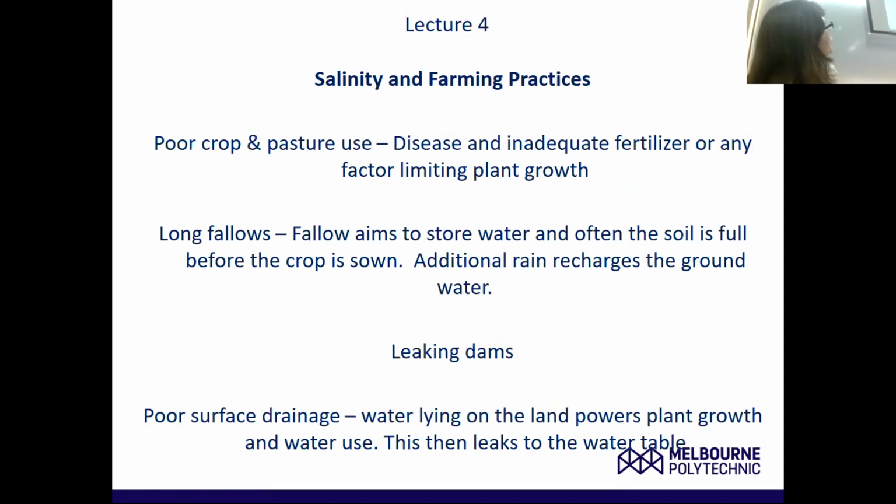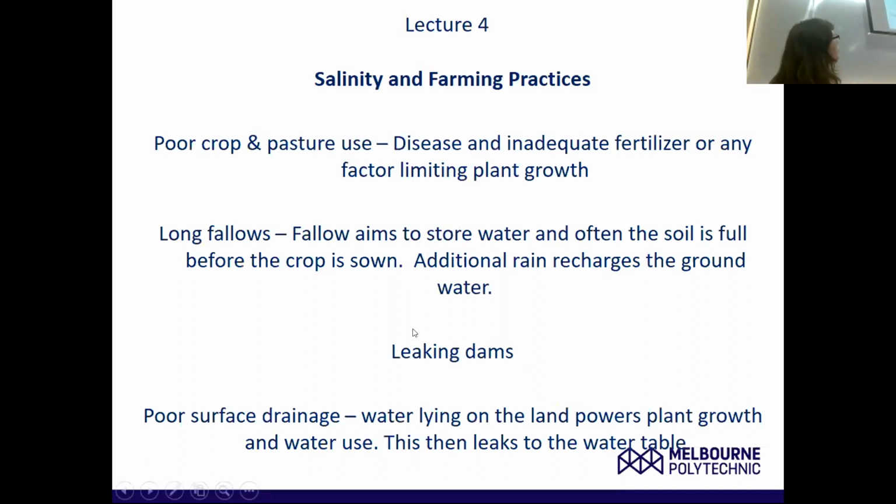So salinity results in poor pasture and crop, and this can lead to increased disease susceptibility of plants, which makes a lot of sense. Both directly and indirectly it can impact. Long fallows. Fallow aims to store water, and often the soil is full before the crop is sown. So additional rain recharges the groundwater. So that's something to bear in mind.